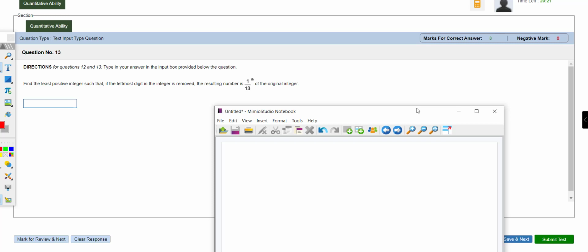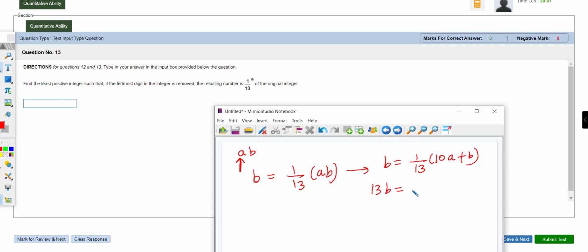We want the least positive integer, which means we'll take a 2-digit number AB. If we remove the leftmost digit A, the remaining number B is equal to 1/13th of the original number AB. Means B is going to be 1 by 13 into (10a plus b). So 13b is equal to 10a plus b. So 10a is equal to 12b.